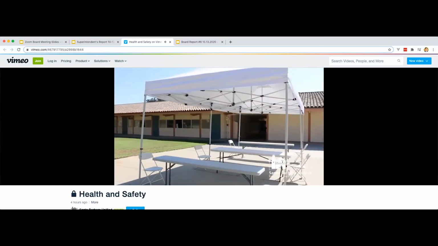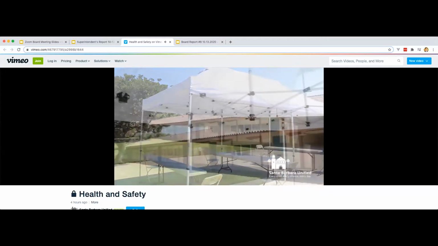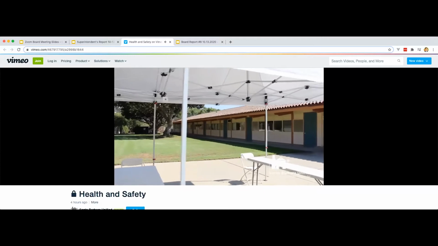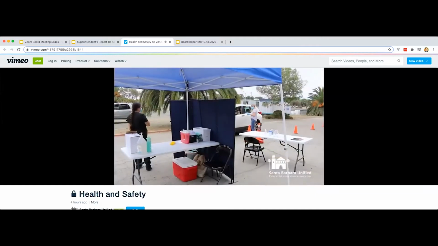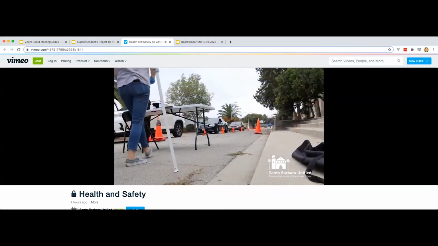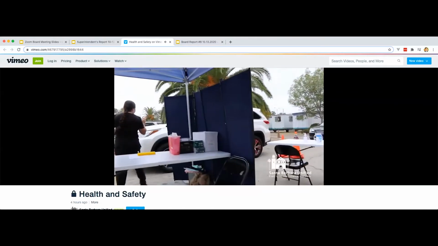Tents for outdoor use are being manufactured and are due to arrive late October. Smaller tents are already in use by our after-school and early education programs. We are conducting surveillance COVID testing of our staff, one of the systems that needed to be in place to bring our students back to campus. We've tested about 1,250 staff so far.